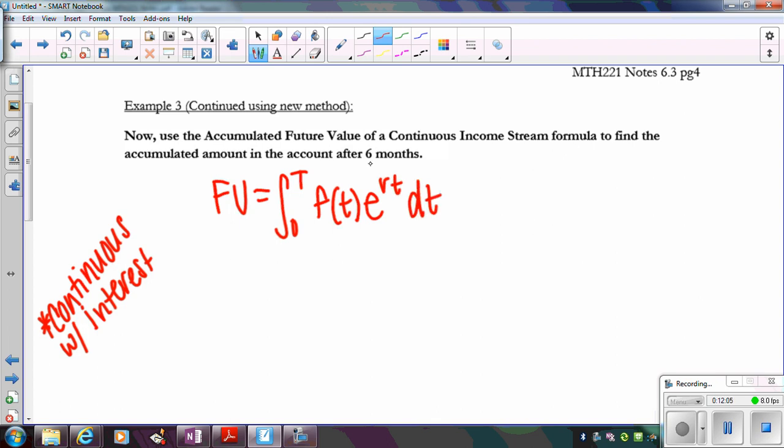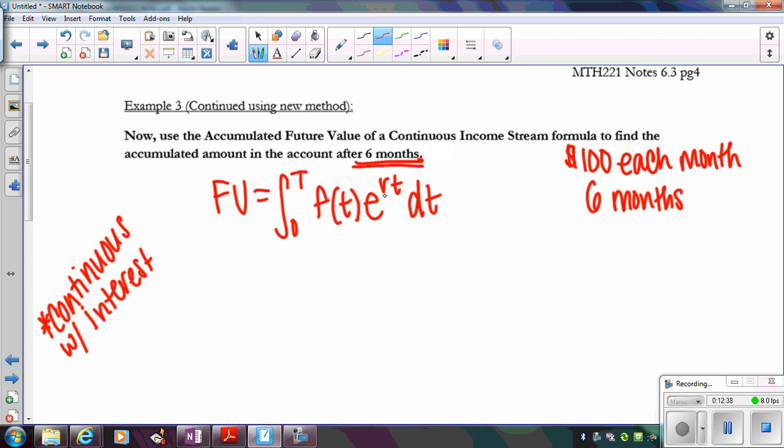So if we go back to the previous page, we're putting in $100 each month. I'm just going to write this stuff down. For 6 months. And we're looking for the rate. We need that as well, because we know the 100's going to go here. We know the time period's going to be 6 months. And we need to know the rate.